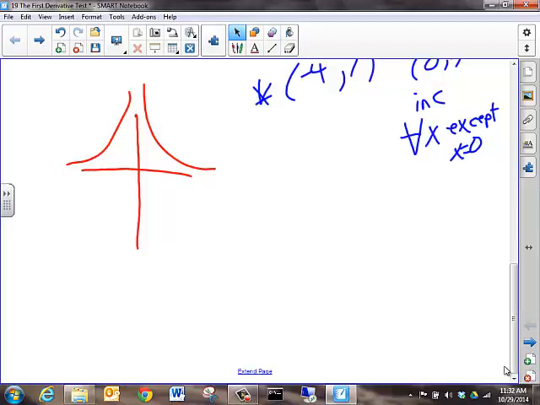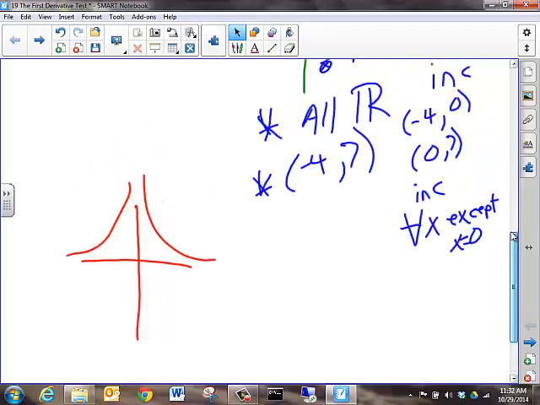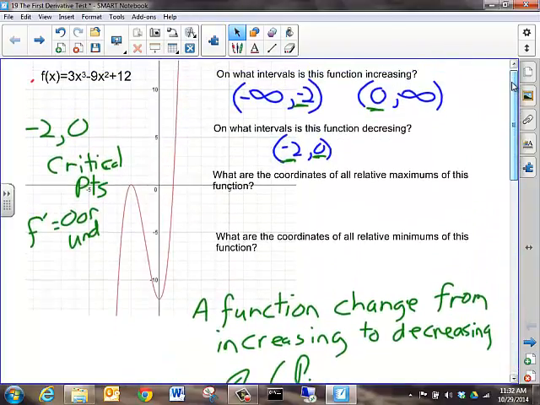The only time that a function can go from increasing to decreasing is at a critical point. Okay? So that's an important piece of information to know. If a function is going from increasing to decreasing, it's got to happen at a critical point. What else happens at critical points sometimes? What have we been talking about? We use the critical points to determine what? On the quizzes. Max and mins.